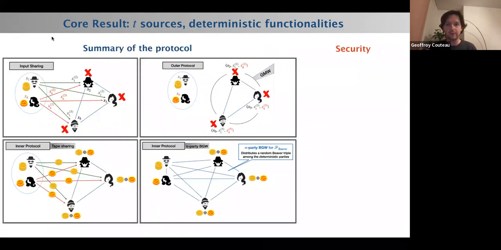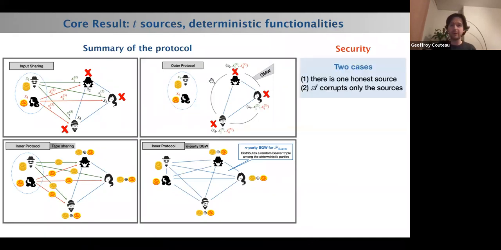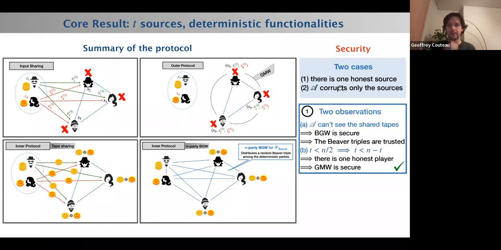Why is this secure? There are two cases to study. The first one is the case where at least one of the sources is honest, and the second is the case where no sources are honest, in which case we know that the adversary did corrupt all the sources, but also only the sources. So for the first case, two observations. If there is one honest source, then in this third phase of the protocol, we know that the BGW protocol was secure because the adversary cannot control all sources. So the shared tapes are truly random. So we can invoke the security of BGW.